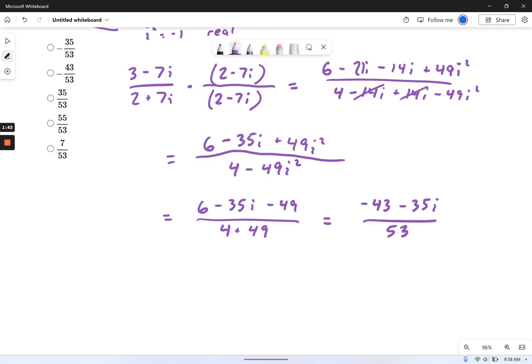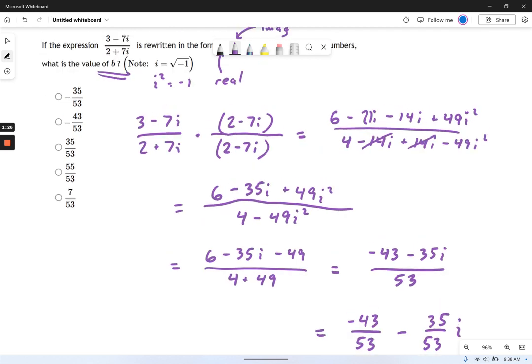It's not in a plus bi form yet. All I need to do to get it to look like that is split this fraction up and say, here's the real part, right? This is only real numbers. And here's the imaginary part. This is only imaginary numbers. I'll just stick that i right there.